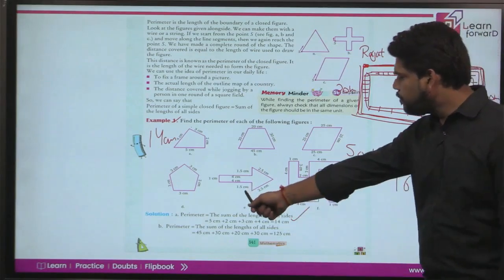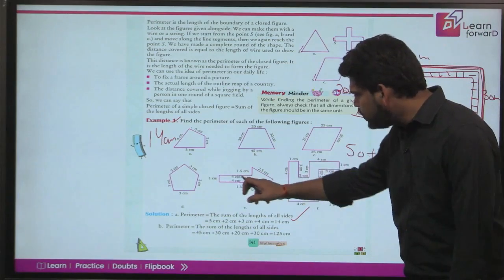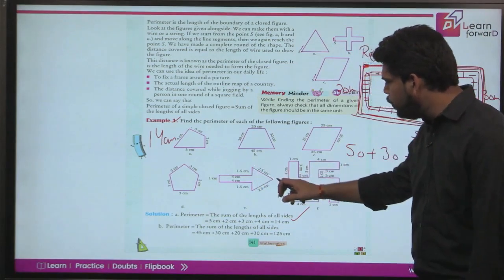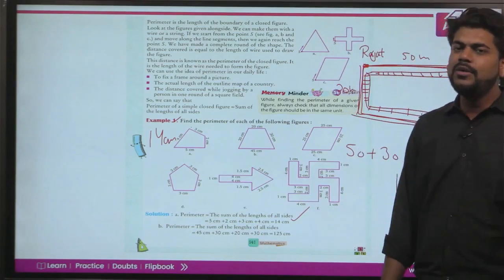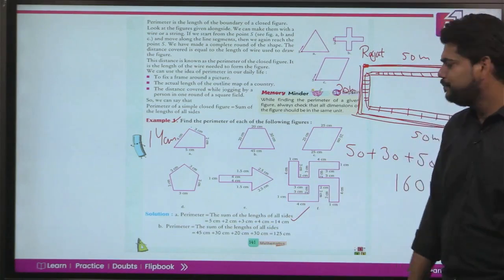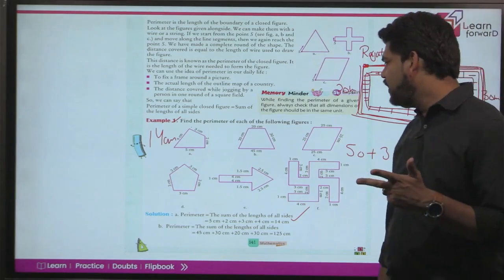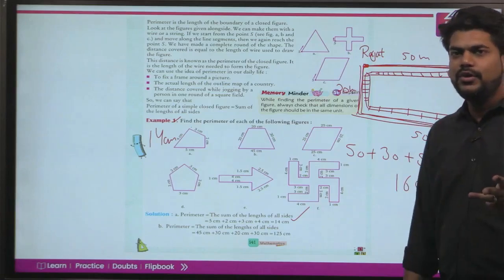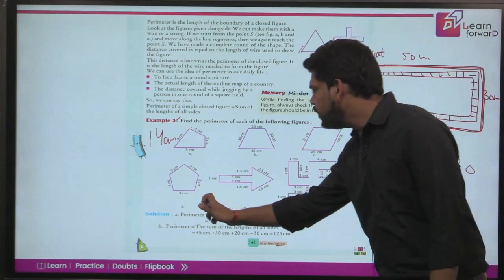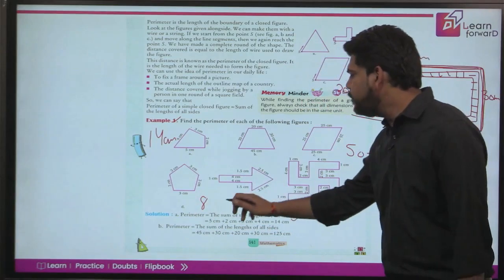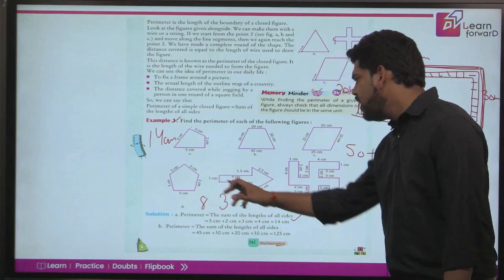Let us do this part. Arrow 1, calculate. 4 centimeter, 1.5, 2.5, 2.5, 1.5, 4 and 1. I'm again counting till 5, try to add them all. 1, 2, 3, 4 and last 5. So how am I adding? 4 plus 4, 8, 1.5, 1.5, 3, 2.5, 2.5, 5 and at last 1.